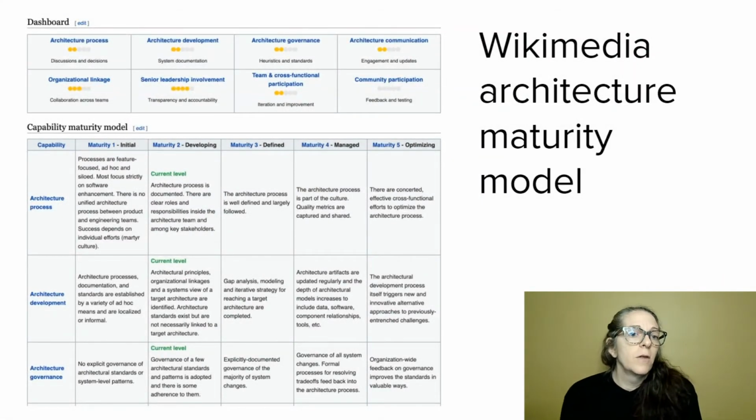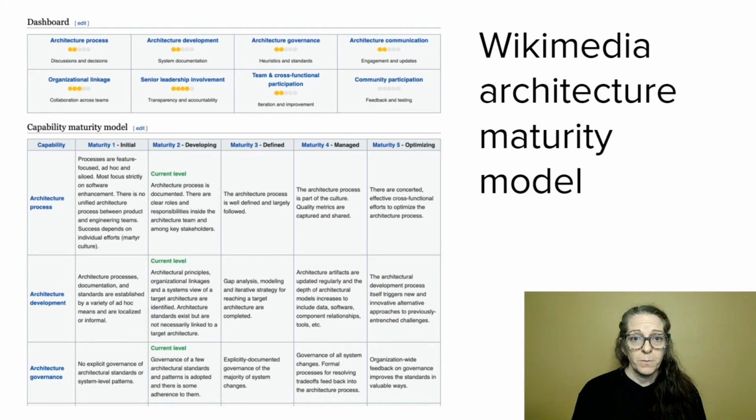So the next model that we're looking at from Wikimedia is this architecture maturity model. Our architecture team, their model looks completely different from ours. And it also looks different from the visual models that I showed you earlier. The foundation is the same. There are these 5 levels of maturity, going from least to most mature. But you also notice there are key process areas here. So this model is just more complicated.